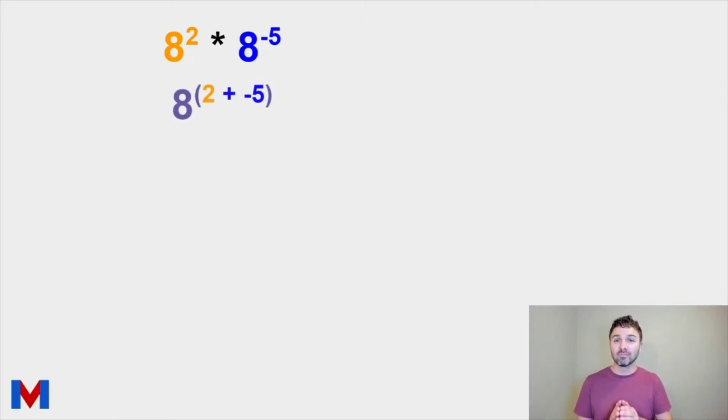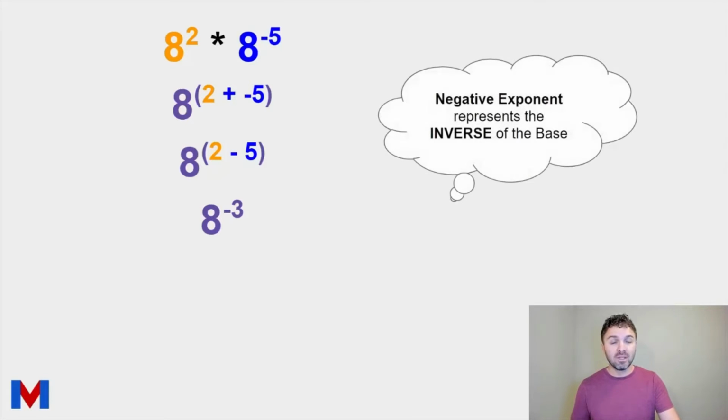Well, if we try to add these, let's see what happens. Because this is what we've done before when we used the product property. We have 8 to the 2 plus negative 5, which you can write as 8 to the 2 minus 5, which is 8 to the negative 3. Okay, what does that mean? Well, let's check this out.